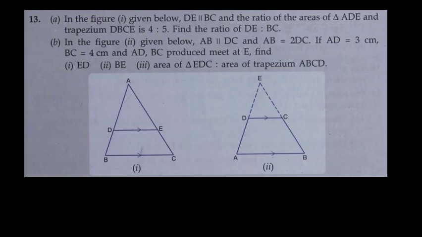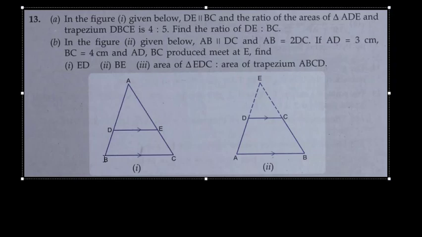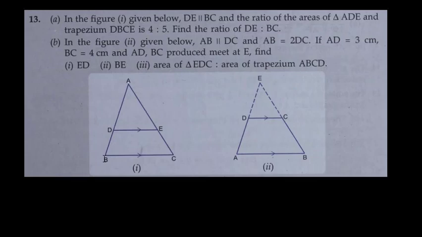In figure 1, this diagram, DE is given parallel to BC and the ratio of the area of triangle ADE and trapezium DBCE is given as 4 to 5. We have to find the ratio of this DE and this BC. So think what you can do. According to me, you must first find the ratio of the area of ADE and this ABC.